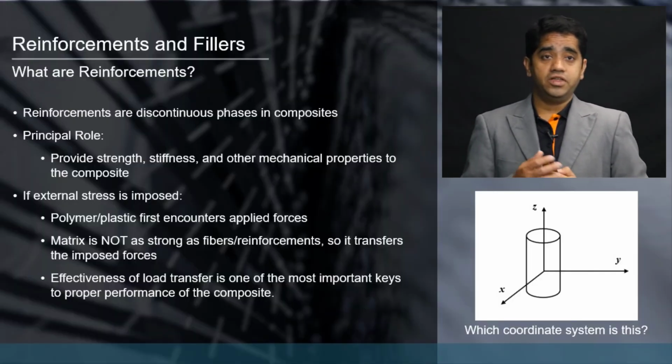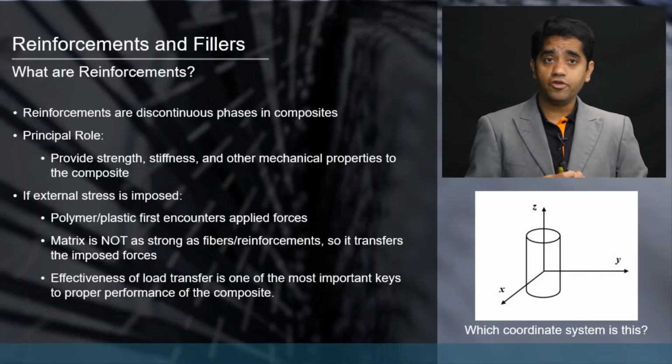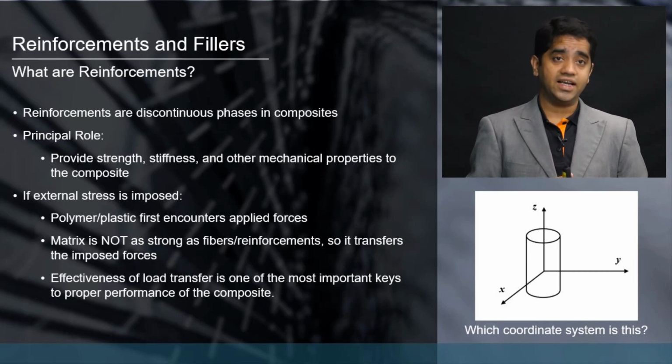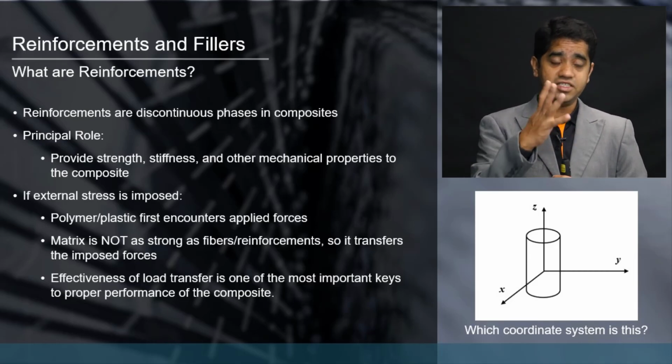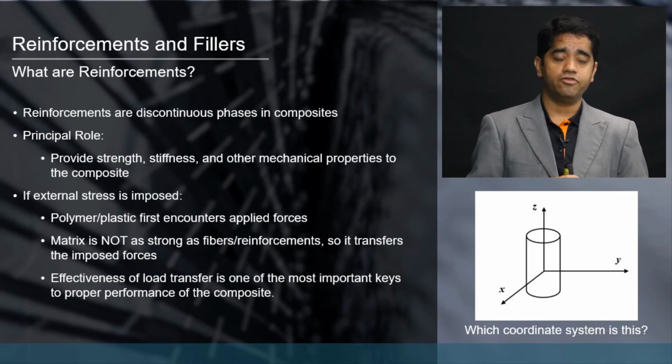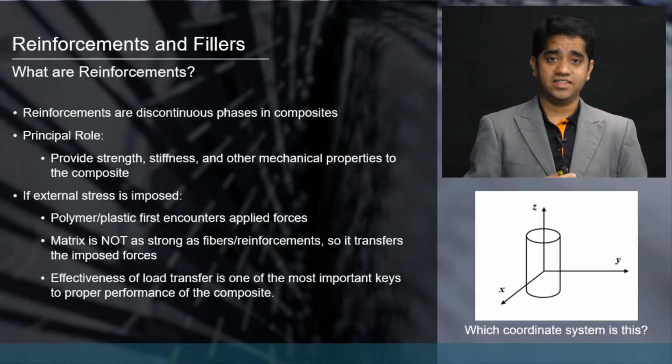So what is this? This is a schematic of a reinforcement. It has a longitudinal axis, and this is basically a cylindrical reinforcement, and you have a coordinate system. Which coordinate system is this? This is an activity that you can do towards the end of the class module.